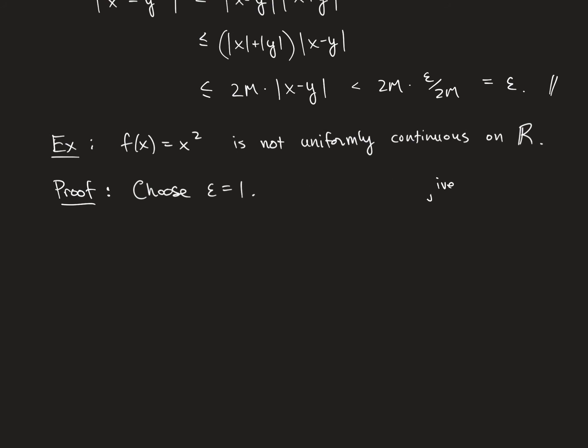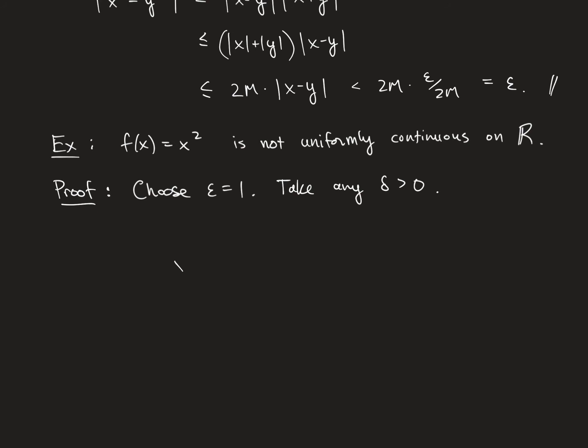Or maybe I should phrase this as: take any delta greater than 0. All right, so we're trying to respond with a delta, but we're going to fail. Take any delta greater than 0. We just have to find x and y that are close together, within delta of each other, such that the difference in the function is greater than or equal to epsilon.